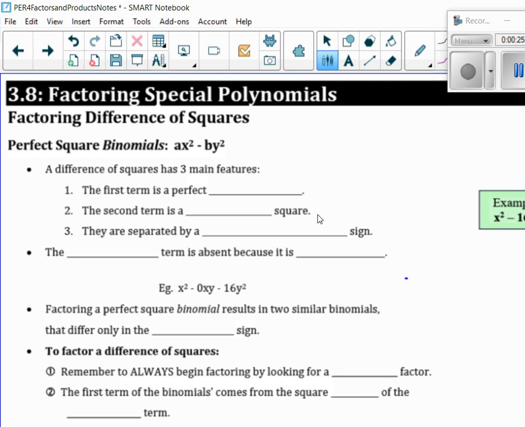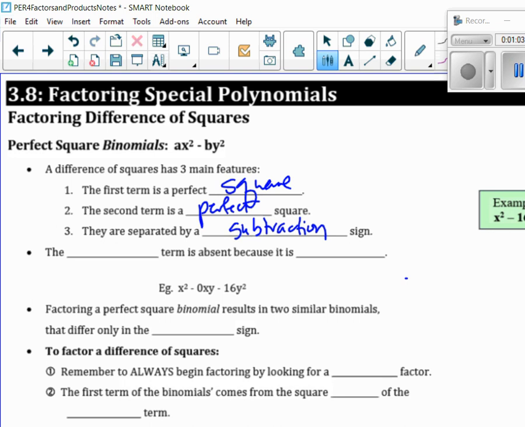You need to check, first thing always, for a GCF to factor out. Every single one, you should be factoring the GCF out. Okay, so once you've checked for that, the first term is a perfect square, the second term is a perfect square, and they are separated by a subtraction sign. This is the only time this happens.